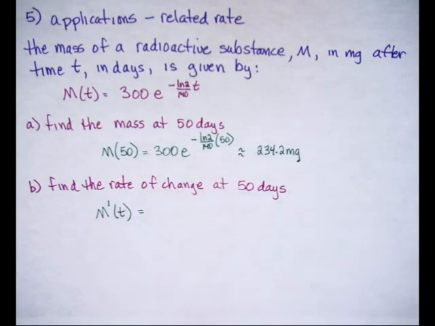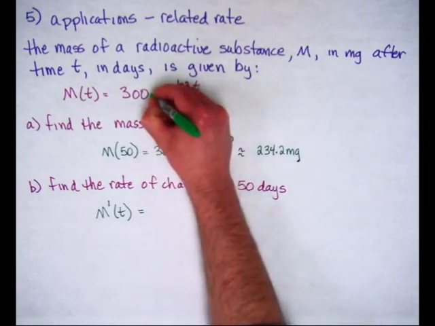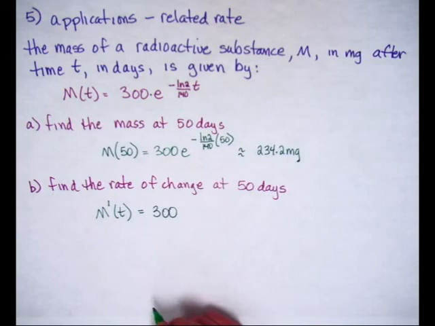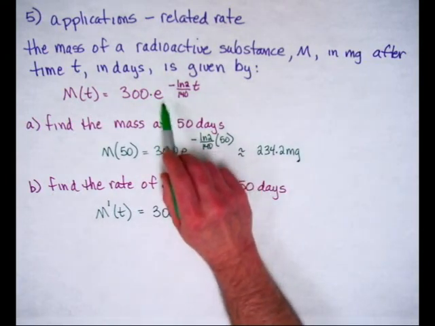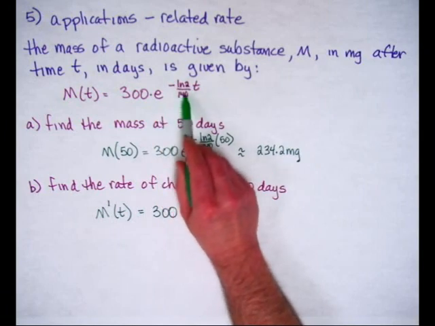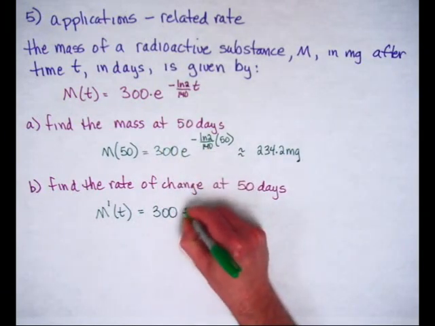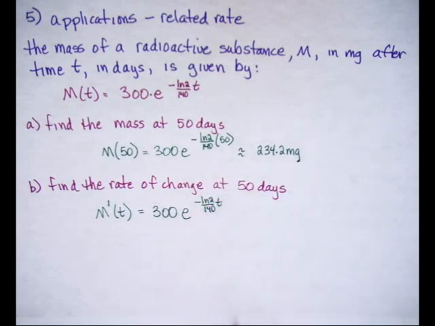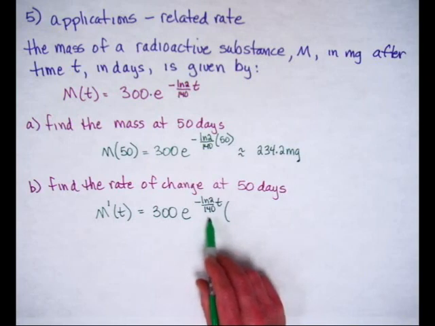When we take the derivative of this function, it's not nearly as complicated as it appears. The 300 is a constant, so the 300 would just stay out front. And the nice thing about the exponential function, if it's a base e, is the derivative is itself. So the derivative of e to this argument is going to be e to the same thing. But of course, you have to multiply by the derivative of the argument.